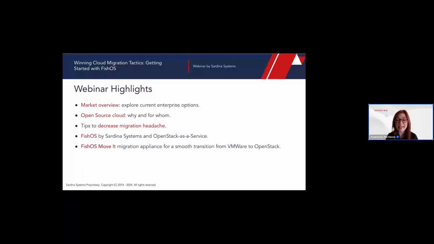We have assembled an expert team of speakers, each a specialist in their domain. In today's journey, we are going to understand not only the why, but also the how of cloud migration. FishOS, with its promise of cost-effectiveness, customization, and community-driven innovation, takes center stage as we explore OpenStack-as-a-Service. You're also going to find out about FishOS Move It migration appliance. It's our special toolset that provides smooth transition from VMware to OpenStack.